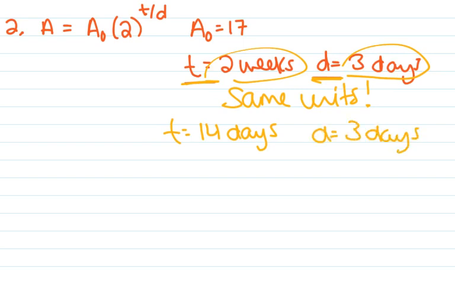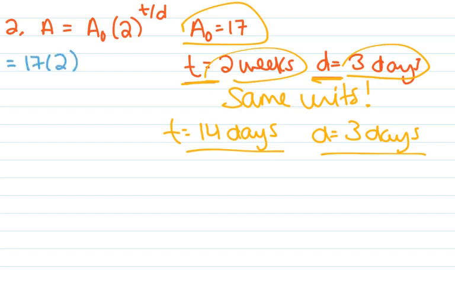Okay, so now I have A0, I have T, and I have D. I'm going to plug those numbers in. So A0 is 17 times 2 to the power of 14 over 3. It's important to note, this is for the last one too actually, that only the 2 is to the power of 14 over 3, not the 17. So it's 2 to the power of 14 over 3 times 17. If it was also the 17, it would be in brackets as well.